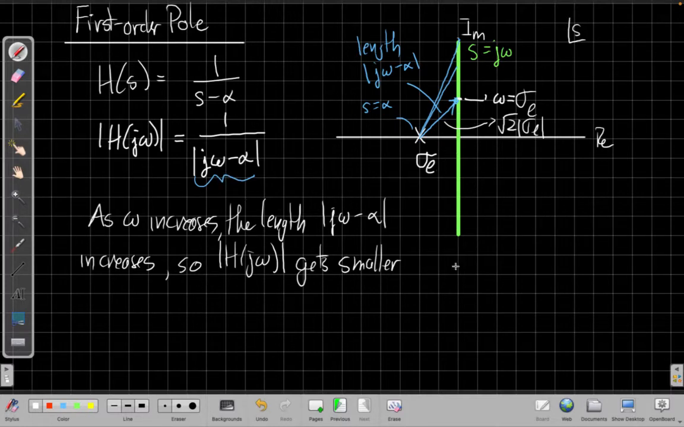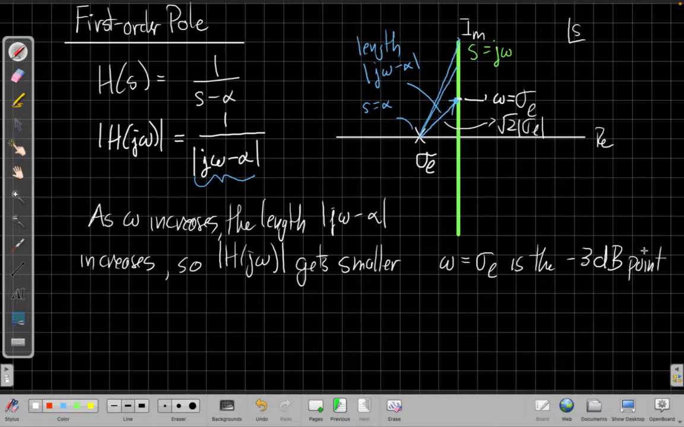Right. So when omega is equal to sigma L away from the pole, in this case, this is for the example of a single real pole right on the axis. So when omega equals sigma L is the 3 dB point, or the minus 3 dB point. Right, so that's the loose approximate cutoff.